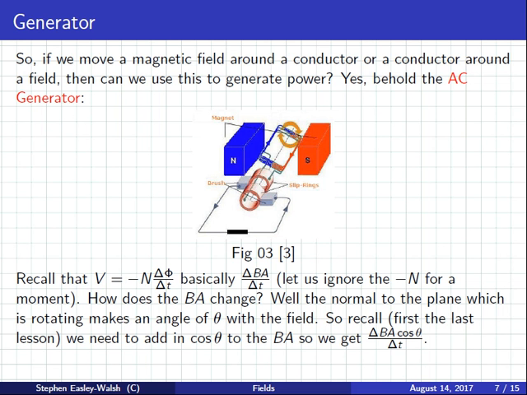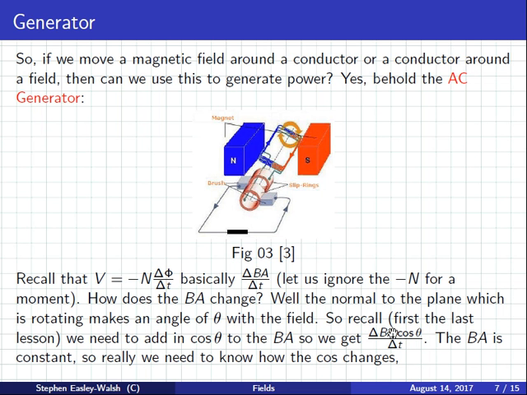Because B, think about this. Does it change or is it constant? It's constant. The A is constant too. It's only the theta that's actually changing. So BA is a constant, and really we just need to know how the cos changes.